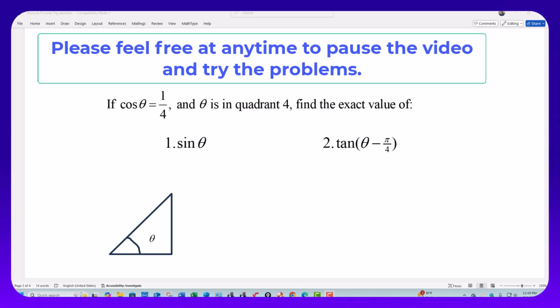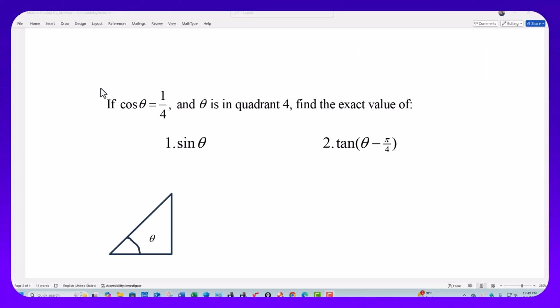In this video, we're given that the cosine of theta is equal to 1/4, and theta is in quadrant 4. And that simply means that the terminal side lies in quadrant 4. Find the exact value of sine of theta, and for number 2, the tangent of theta minus pi over 4.